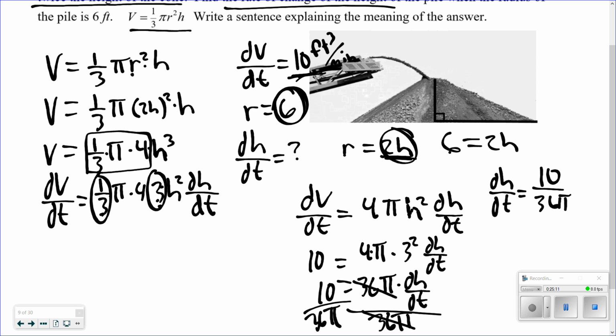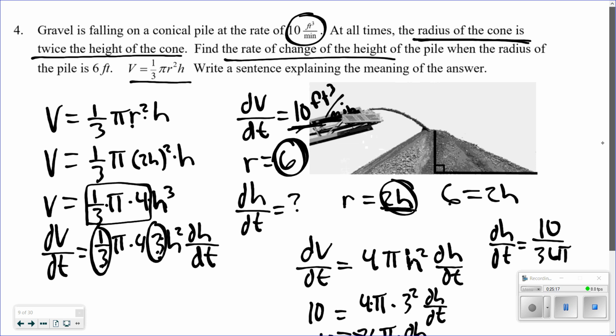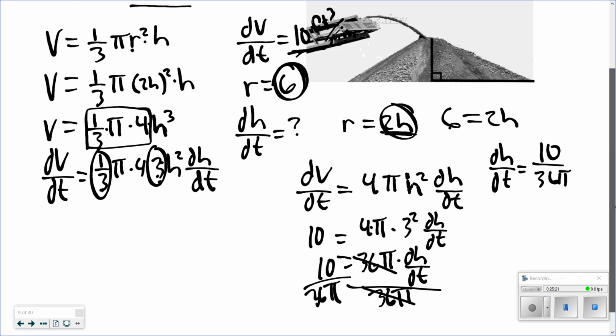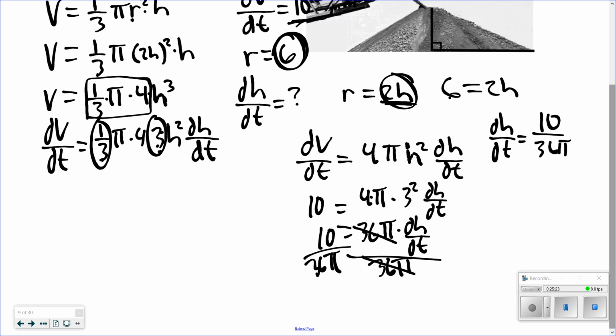So when I go to label that, think of the volume up above, think of our units of measure. It was cubic feet per minute, right? In the original problem right up there, cubic feet per minute. So when I talk about height, it's not going to be cubic feet, right? Volume is cubic feet. Height is a linear measure, so it's just feet. So it'd be 10 divided by 36 pi feet per minute. That would be my final measure that I come up with.